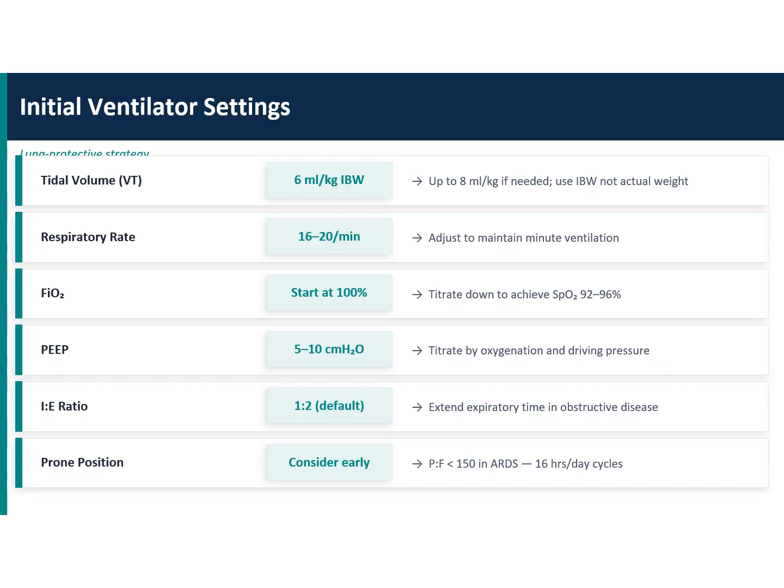So we all know how to set initial ventilatory settings. You want to use low tidal volume ventilation, something between 4 to 8 ml per kg of ideal body weight, usually 6 ml per kg of ideal body weight. You want to set a respiratory rate so that she will not retain a lot of CO2.